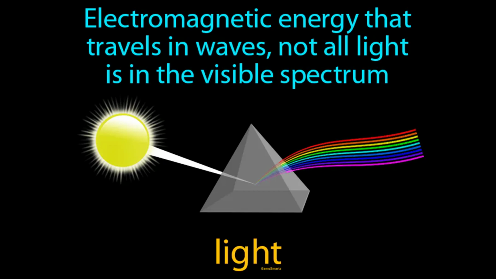Electromagnetic energy that travels in waves. Not all light is in the visible spectrum. Light is a form of energy that we can see, which travels in waves through space.